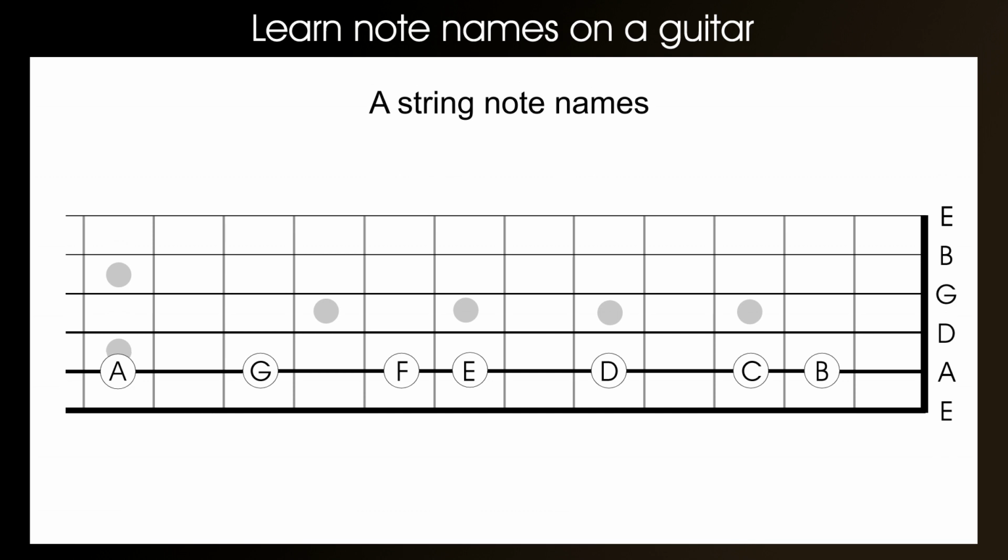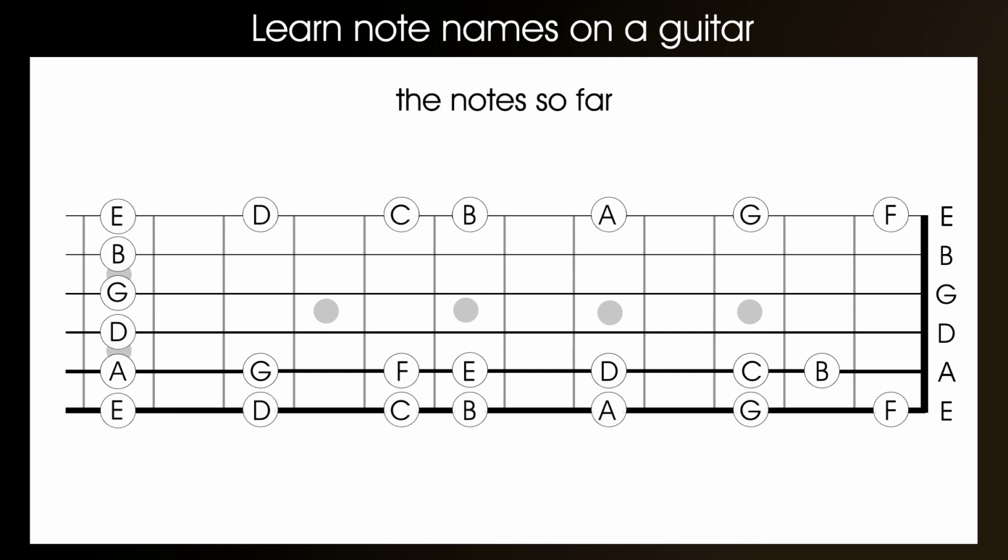Right, the names of the notes on the A string then, including the open string, are A, B, C, D, E, F, G, A. Again, notice the B and C are next to one another, and here more clearly the E and the F are next to one another.